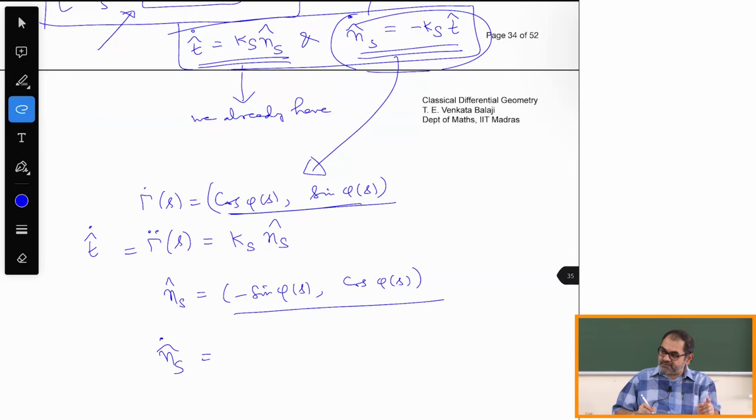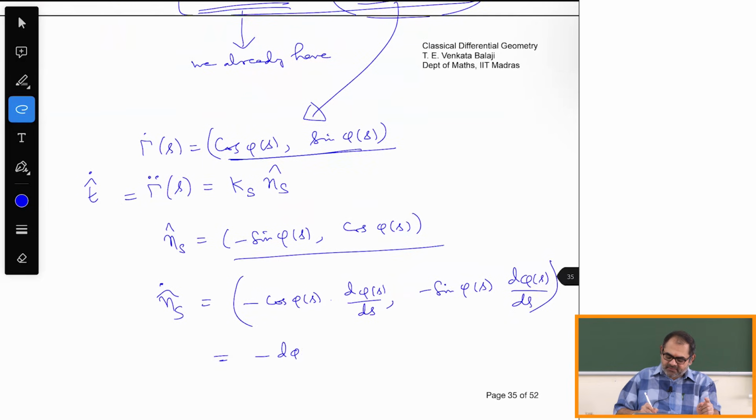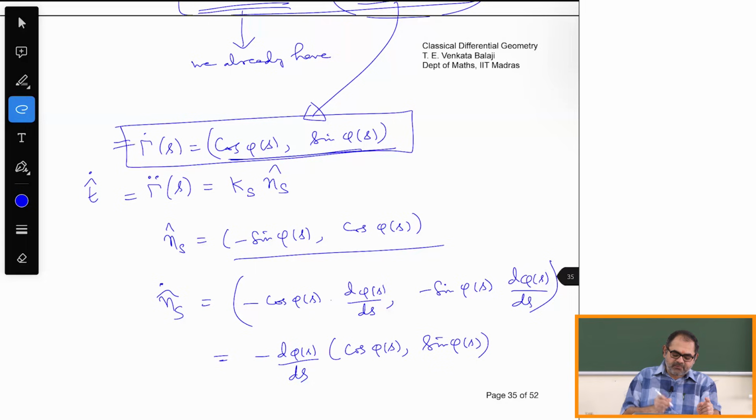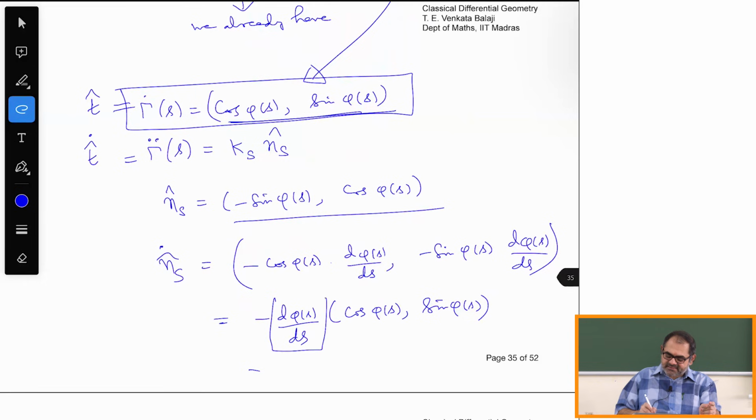So if I differentiate it, what will I get? I'll get minus cos phi s, and the derivative of phi s will give me d phi s by ds by chain rule. And then I'll get minus sine phi s, and I'll get d phi s by ds. But watch what this is. I can take the minus d phi s by ds out, and I'll get cos phi s comma sine phi s. But this cos phi s, sine phi s is exactly gamma dot, which is, mind you, T cap. And d phi s by ds is the signed curvature. So you get this is equal to minus Ks T cap.